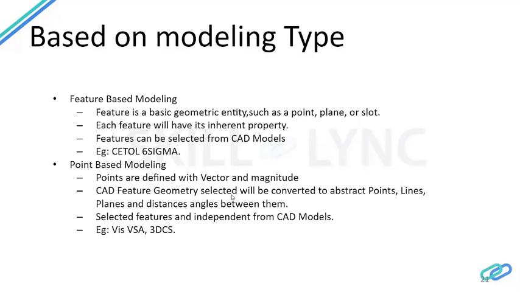Even these point based softwares have a feature modeling system, where if you select a feature, it converts the selected feature into a system that the software understands. If you select a planar feature, it converts that plane into an n number of points and lines so that the software can understand. The examples of point based systems are VSA and 3DCS. Feature based ones are CETOL 6 Sigma, which has feature based modeling.